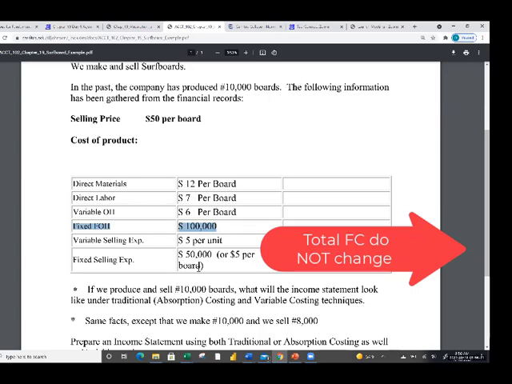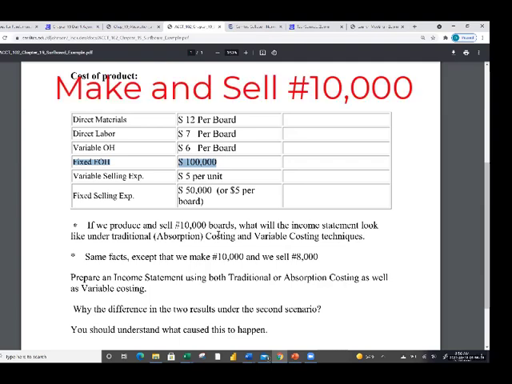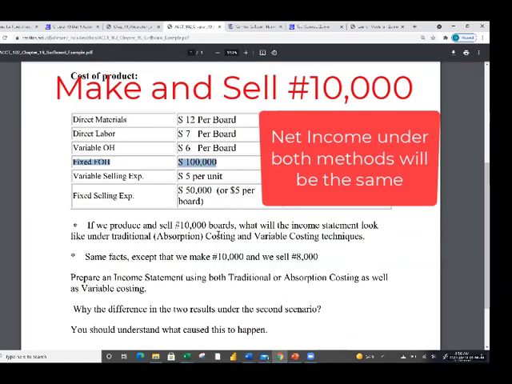no matter what. Okay, so here's the two scenarios that we're going to talk about today. What is the net income going to look like if we make and sell 10,000 boards? That's going to be our first scenario. Based on that short lecture that we just finished, you should be able to tell me that if we make and sell all 10,000 boards, there's going to be no difference in the net income. They're going to be equivalent, because 100% is going to be expensed under traditional costing in cost of goods sold. And in direct costing, that fixed overhead is also going to be 100% expensed, this time as a period cost.